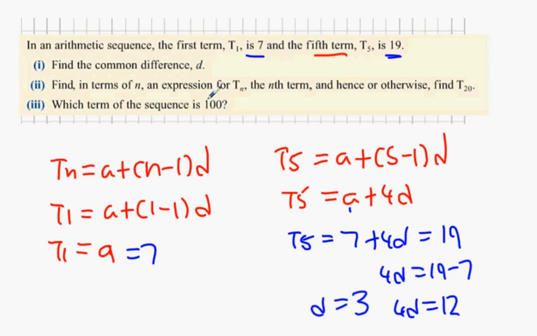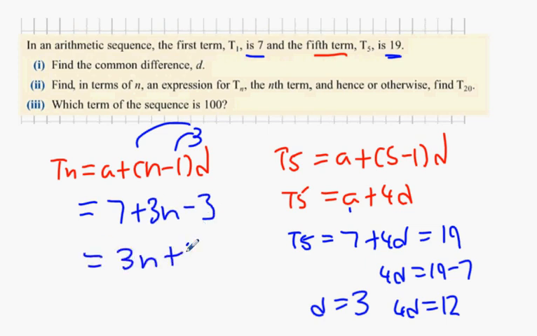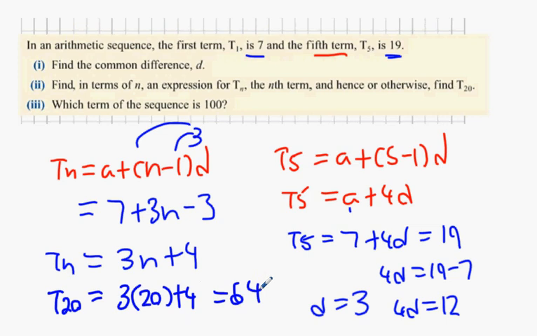7 and 3. Find an expression for Tn, the nth term, and otherwise solve, find T20. Here's the Tn formula. This is equal to a, which is 7, and d is 3. Multiply it out. 7 plus 3n minus 3. It's going to be 3n plus 4. It can also be written as 4 plus 3n. Same thing. Finally, what is T20? Anywhere you see n, put in 20. 3 times 20 plus 4, 64.